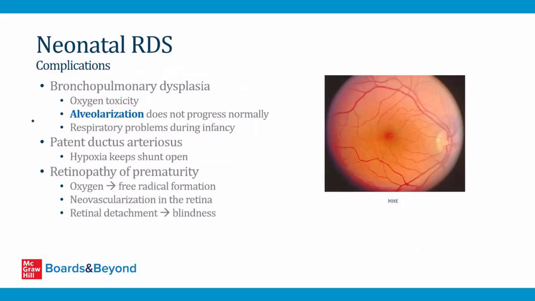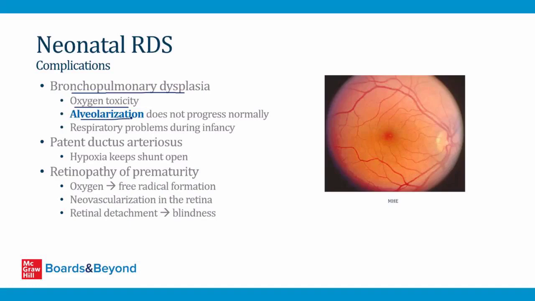There are a couple of complications of neonatal RDS that you should be aware of. The first one is bronchopulmonary dysplasia. So when oxygen is administered to newborn babies, it can cause free radicals to form, and this can be toxic to the lungs. It inhibits the process of alveolarization, which I talk about in the video on pulmonary embryology.